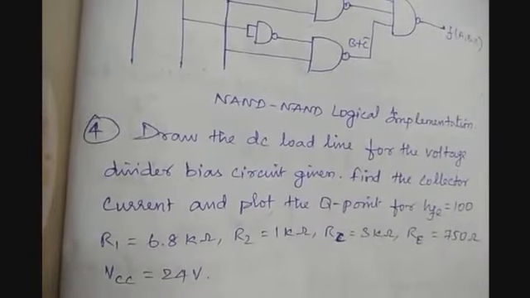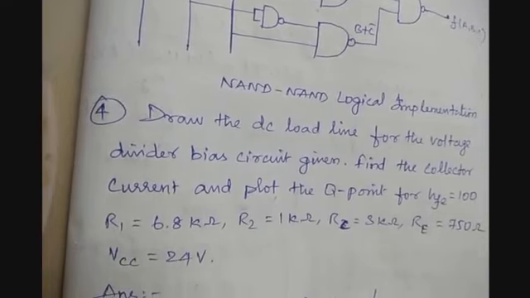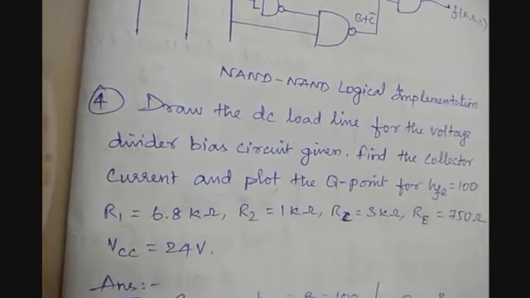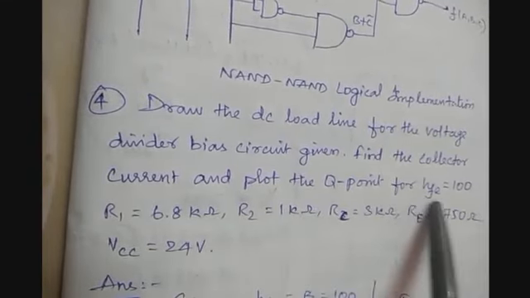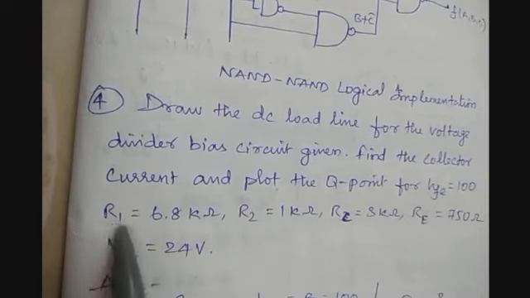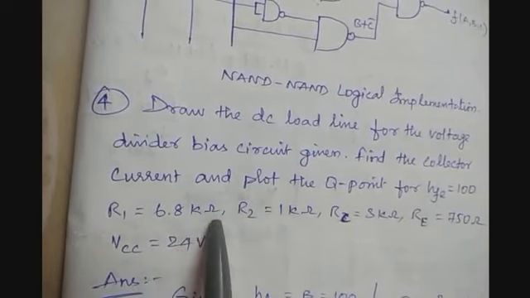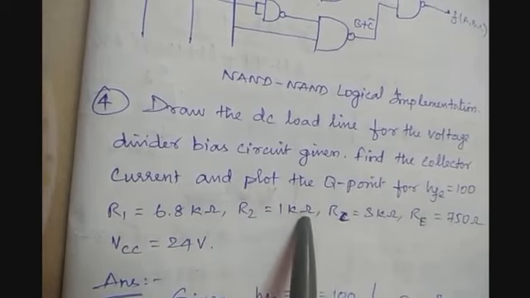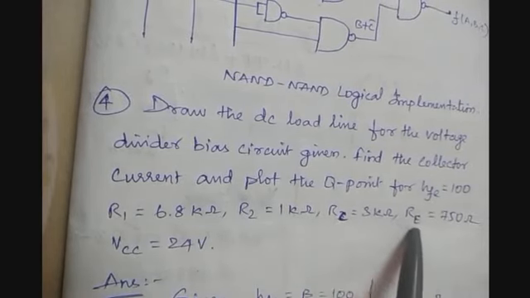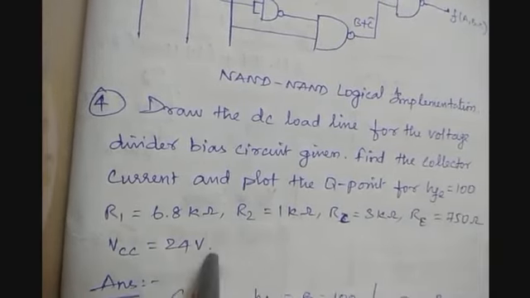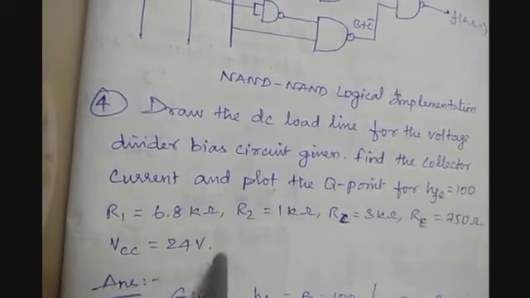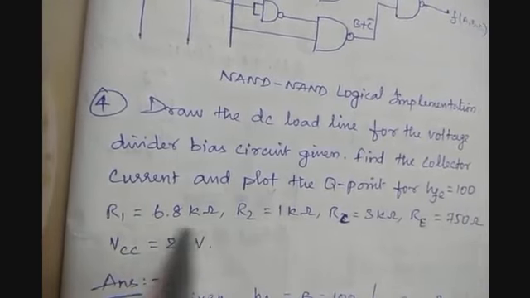So we'll move on to the 4th one. Draw the DC load line for the voltage divider bias circuit given. Find the collector current and plot the Q point for hFE equal to 100, R1 equal to 6.8 kilo ohms, R2 equal to 1 kilo ohm, RC is 3 kilo ohms, RE is 750 ohms, and VCC is not given in the question. I just consider a VCC value.